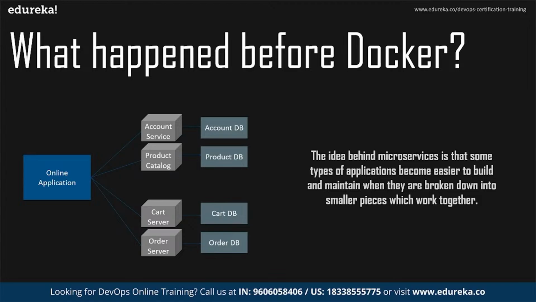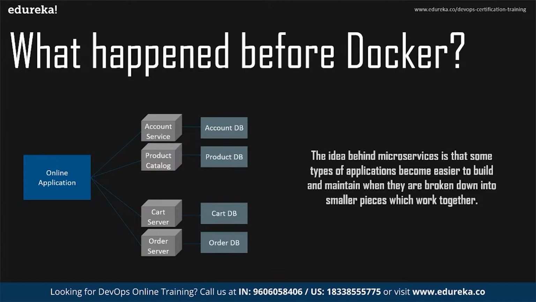Now, this architecture has gained a lot of momentum in the past decade, thanks to its popularity amongst the big four companies, as well as companies such as Facebook and Amazon, all of them adopting this architecture. And why wouldn't they? Firstly, there will be certain applications which are easier to build and maintain when they are broken down into smaller pieces or smaller services.